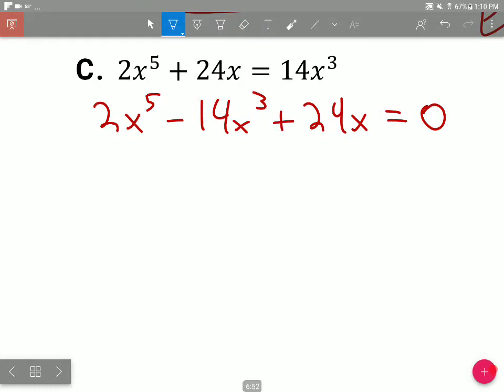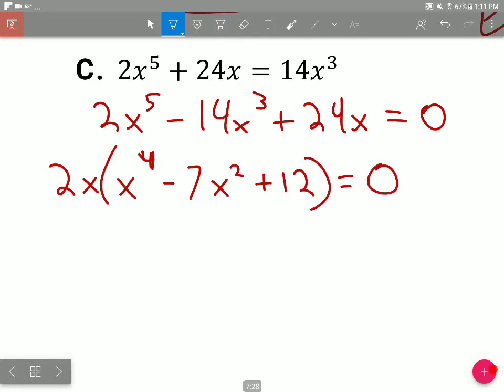All right. So can we divide anything out? A 2 and an x. If I divide the first one by 2x, I'm left with an x to the 4th. Good. But the next one would be what? It would be an x squared. But what about the negative 14 divided by 2? That would be negative 7. There you go. 24x divided by 2 would be a plus 12.